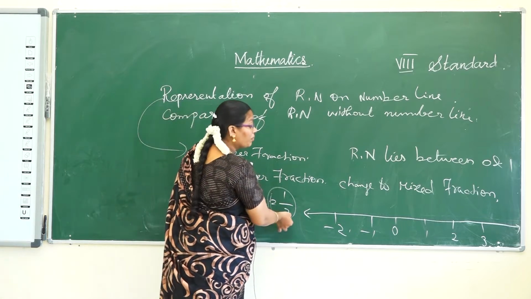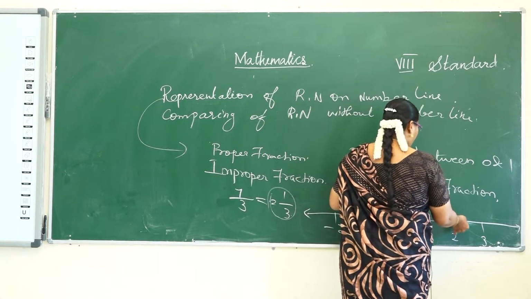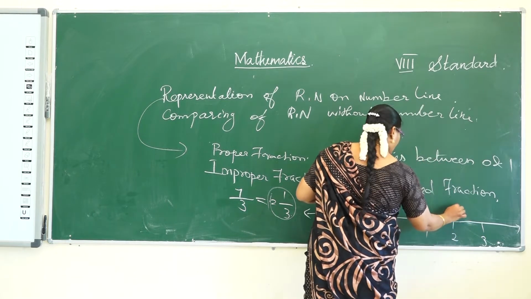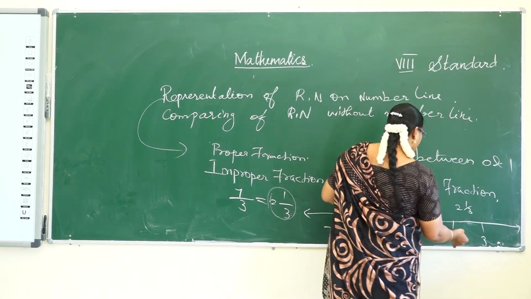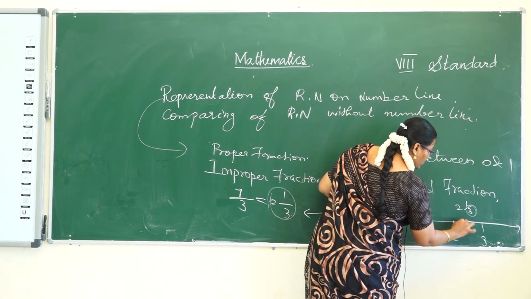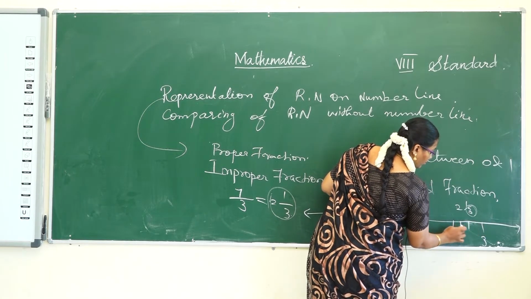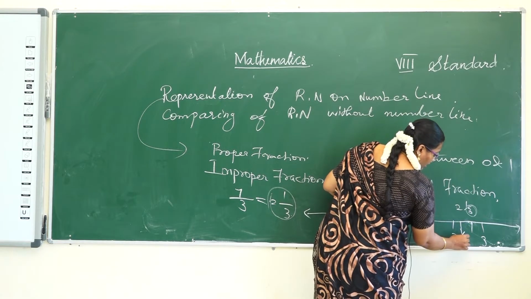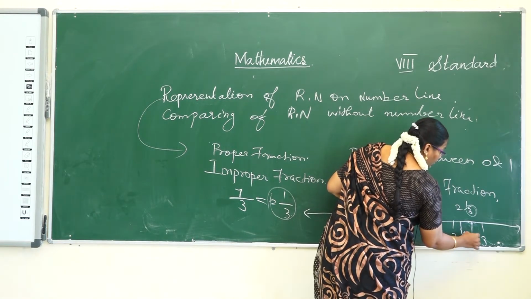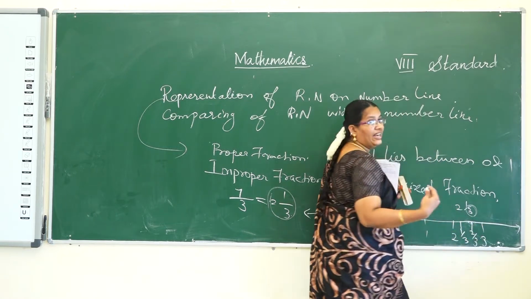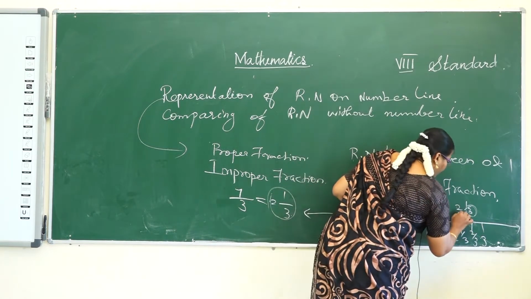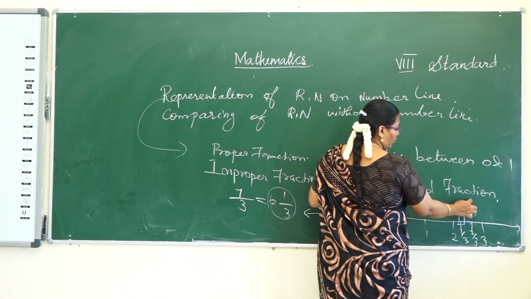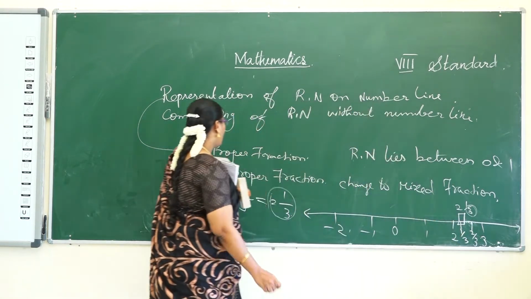So here 2 1 by 3 is given. So the number lies between 2 and 3. Where does 2 1 by 3 go? It is divided into 3 equal parts: 1 by 3, 2 by 3 and 3 by 3 we get a 1. So the rational number lies at this place, 2 1 by 3. Okay, I hope you all understand.